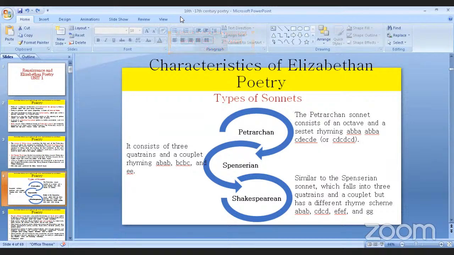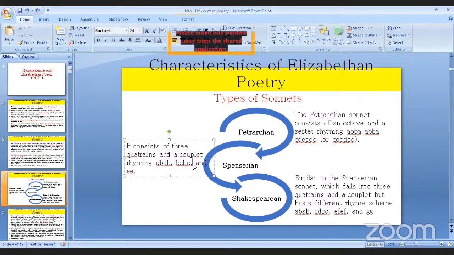Okay, then you come to Spenserian. They're clearly marked as AB, AB, BC, BC, CD, CD. I think that is missing there. And double E, that's the couplet, which I already mentioned in my earlier session, right? Now coming to Shakespearean, you have AB, AB, CD, CD, EF, EF, and GG. Here also, I think one is missing.